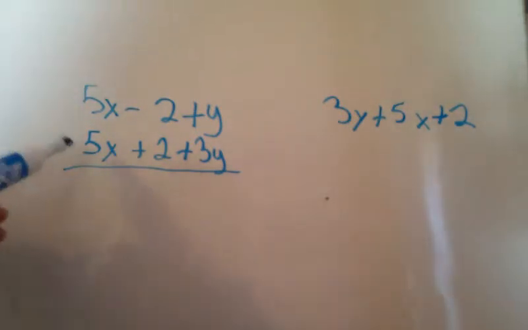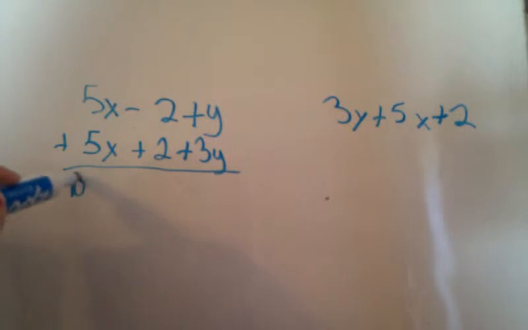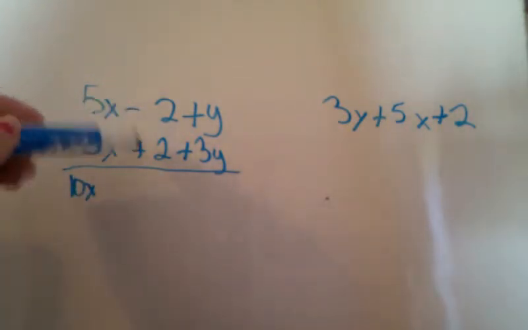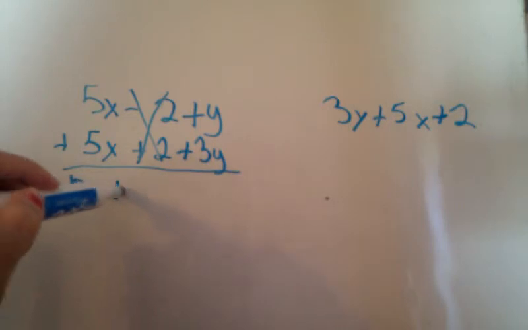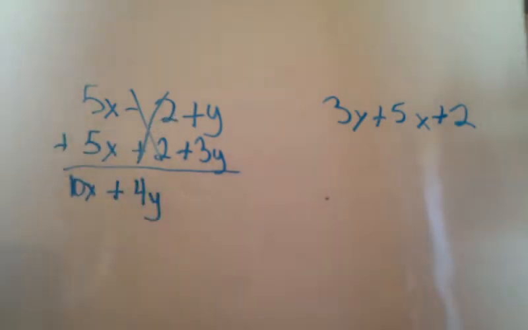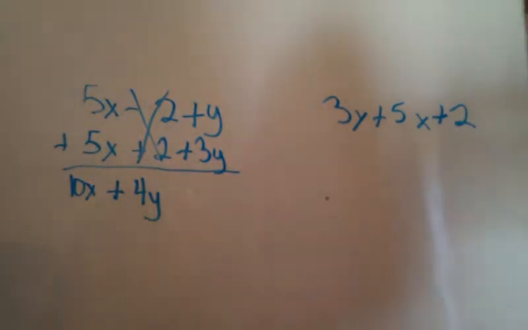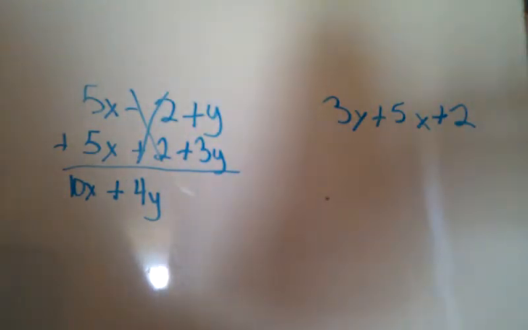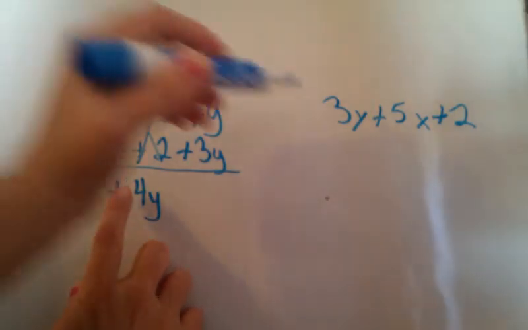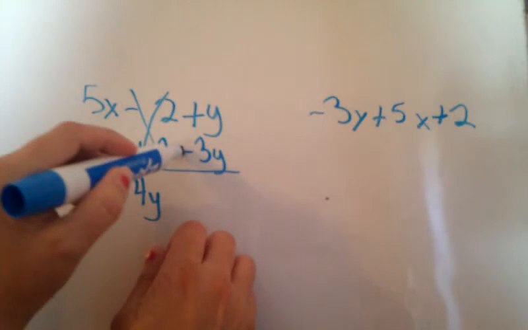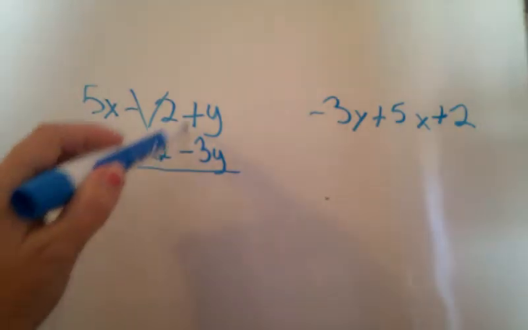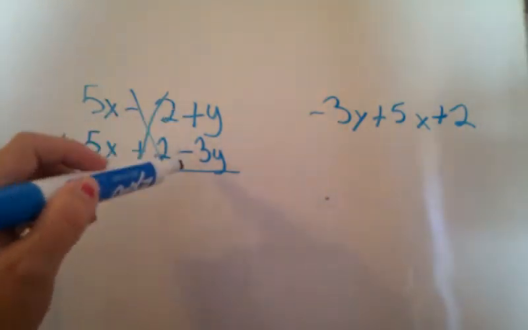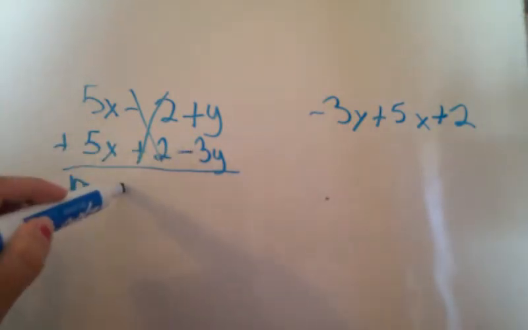Okay, let's add it. 5 plus 5 is 10x. Okay, my signs are the same. Any number plus its opposite is 0. They cancel out, right? Okay, plus 3 plus 1 is 4y. Well, this is supposed to be minus 3y. I didn't write it down right. I wrote it down wrong. So minus and a plus, opposite sign, so I have to subtract and use the sign of the larger number. My larger number is 3 and it's negative. 3 minus 1 is 2.